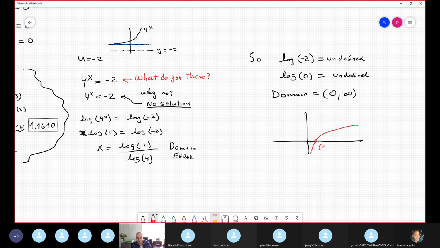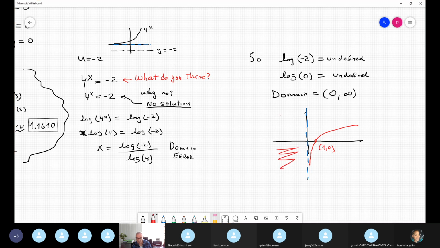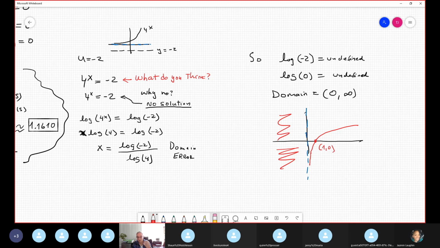This is a famous (1,0) point. Then we have here one vertical asymptote that doesn't allow the curve, the red curve, to pass inside the negative part. Here we have no logarithm. It's another point of view. I like so much the graph, the geometric interpretation for the thing. Okay? Any question?